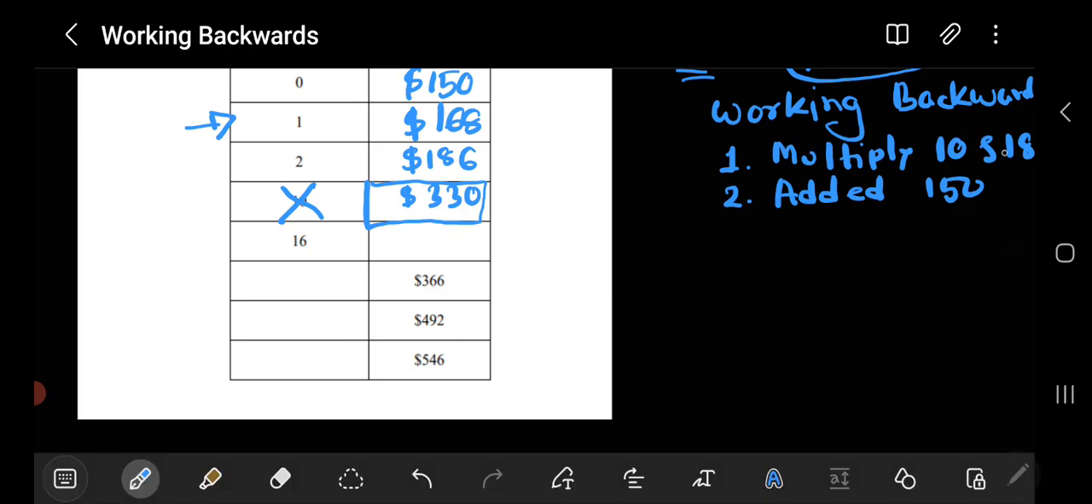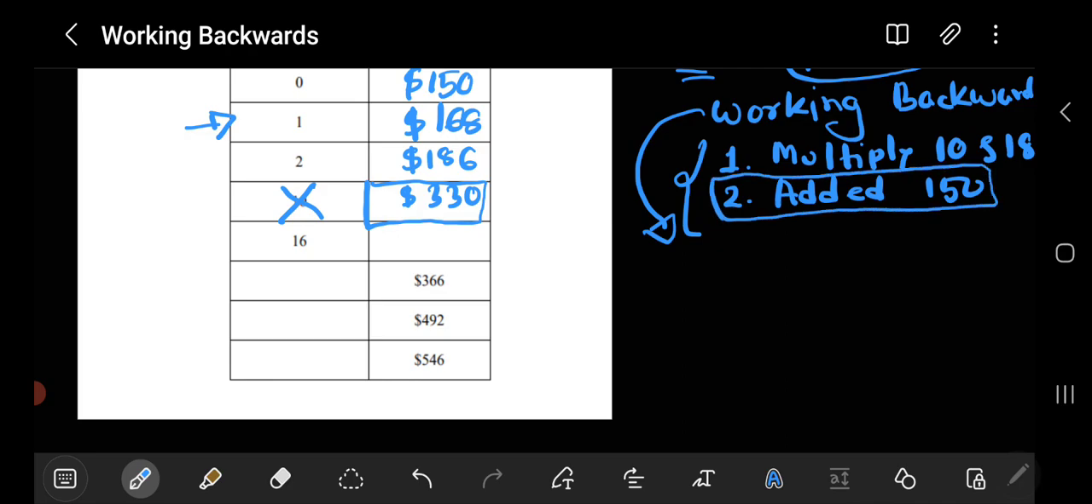So remember, in order to work backwards, we have to undo these two things: multiply 10 times 18 and then add 150. In order to work backwards, first of all, you have to look at what is the last thing that you did. The last thing that you did is add 150. So that means if you're working backwards, the first step would be to subtract 150 from that 330.